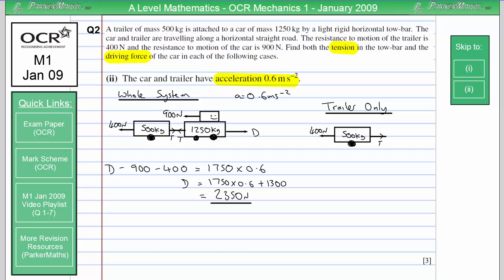Next we'll work out the tension using the trailer again. So we've got the tension minus 400, that's the net force. And that's going to equal the mass in this case, which is 500, times the acceleration, which is still 0.6. We could use our calculator for this, but 0.6 is like 3/5, and 3/5 of 500 is 300. So I get T equals 300 plus 400, which gives me 700 newtons. Use your calculator if you need to, but that's fairly straightforward. So we've got a driving force of 2,350 newtons and a tension of 700 newtons.